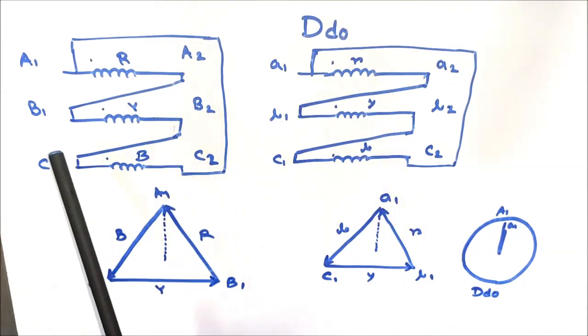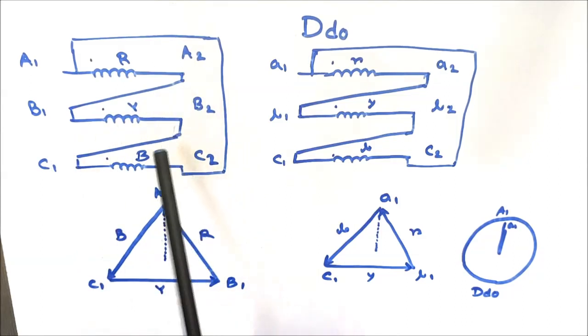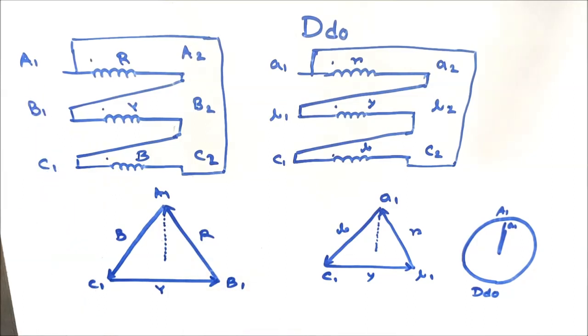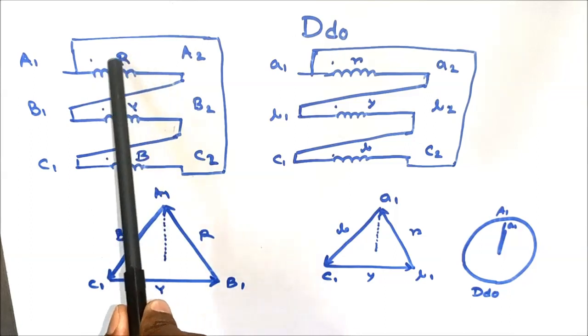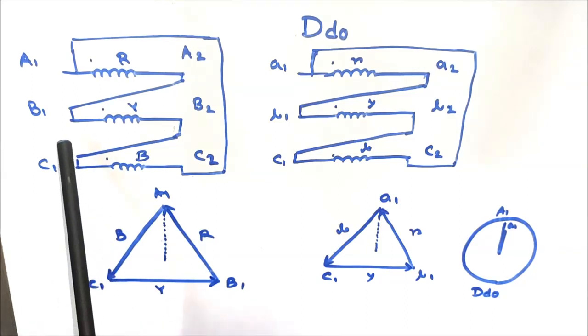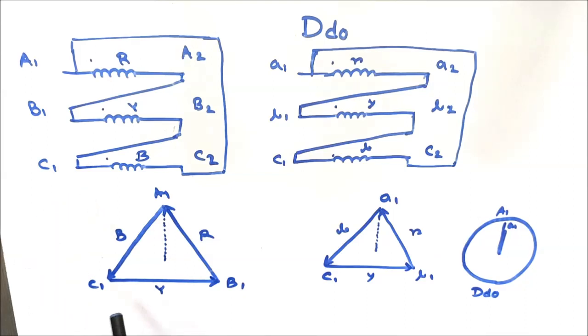Now, we have shorted A2 with B1, B2 with C1 and C2 with A1, and the supply terminals are A1, B1, C1. In between A1 and B1 there exists the red phase coil. In between B1 and C1 there exists the Y phase coil. And in between C1 and A1 there exists the blue phase coil.